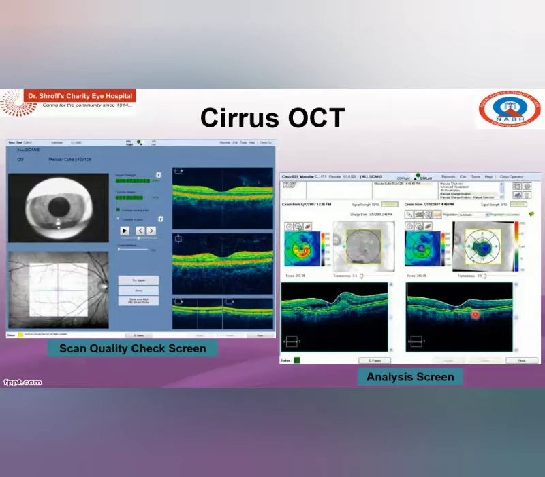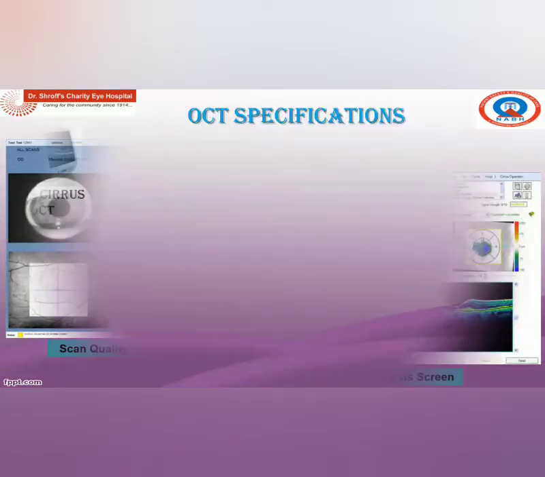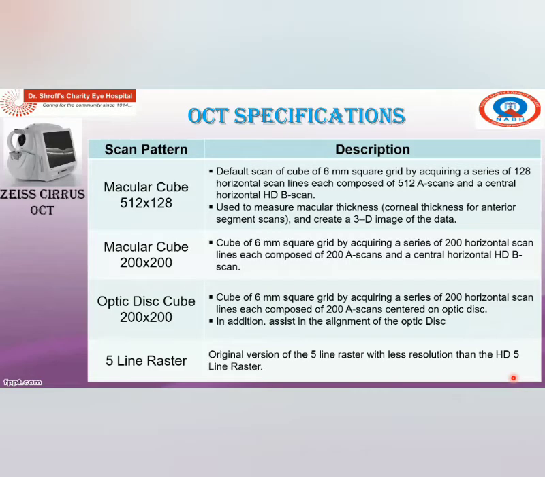Now in the Cirrus OCT machine, we have some scans. This is the default scan, a cube of 6 millimeter square grid, and it acquires a series of 128 horizontal scan lines. These are the specifications that come with the machine. We have a macular cube scan in which we have 128 horizontal scan lines, and each horizontal line is composed of 512 A scans, and it is used for measuring macular thickness.